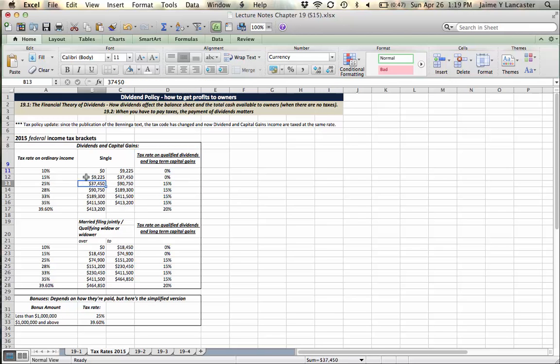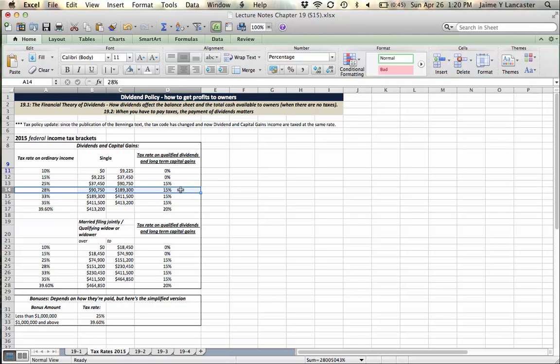And depending on the level of income that you make, you will have a different capital gains and dividend tax rate. So for instance, if you're a single person making between $90,000 and $189,000 per year, your marginal tax rate on ordinary income, wage income, etc., is 28%. However, your tax rate on dividends and long-term capital gains is 15%.